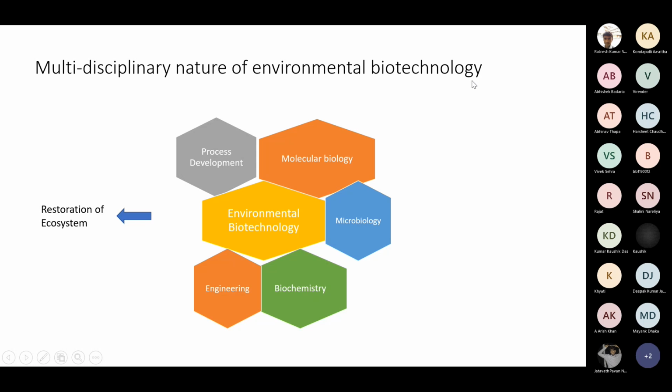You want to develop technology, and you have to draw from the disciplines of molecular biology, microbiology, and biochemistry. These are the sciences which are behind environmental biotechnology. Okay, and then based on whatever you have learned from these disciplines, you apply engineering principles to them and develop some kind of a process. Okay, and eventually, what is the function of all of this? All right, it is the restoration of the ecosystem.